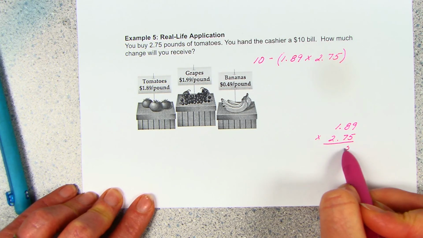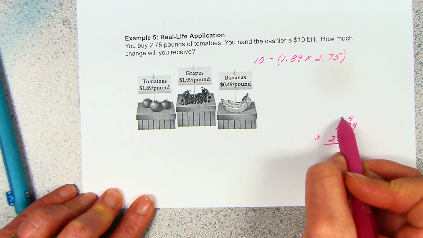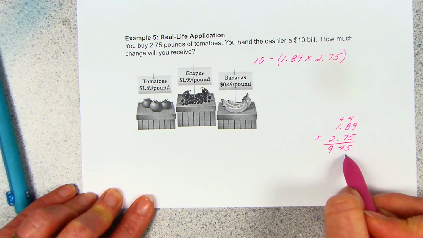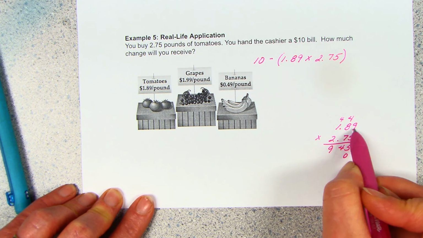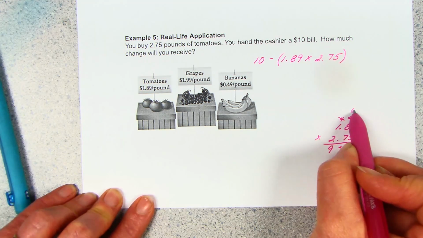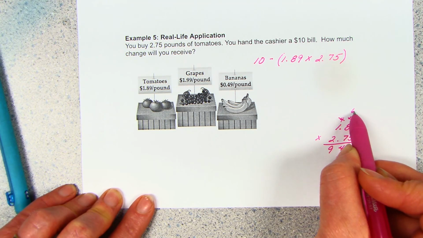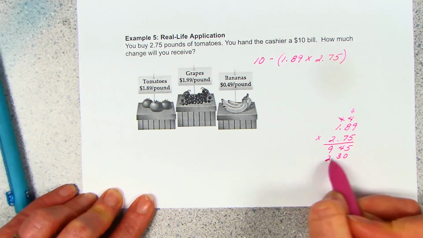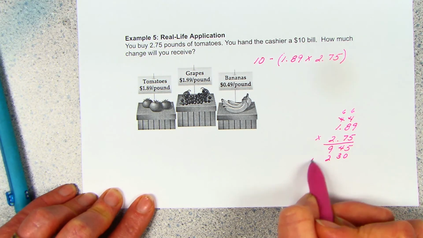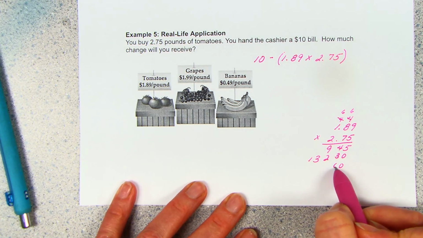5 times 9 is 45. 8 times 5 is 40, plus 4 is 44. 1 times 5 is 5, and 4 more is 9. Add a 0 as a placeholder. Now we can multiply by the 7. 7 times 9 is 63. Down the 3, carry the 6. 7 times 8 is 56, plus 6 more, 62. And 7 times 1 is 7, plus 6 is 13. And then 2 zeros as placeholders.